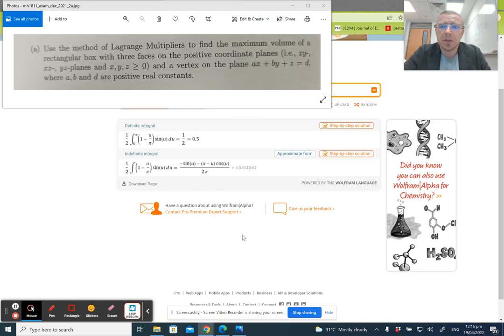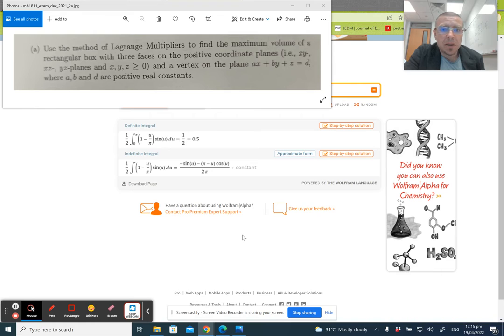All right, here is question 2a. Use the method of Lagrange multipliers to find the maximum volume of a rectangular box with three faces on the positive coordinate planes. All this information is just given to us so that we know that x, y, and z are non-negative, or maybe even strictly positive, because if any one of them is zero, then the volume is of course going to be zero, since the volume is just x times y times z.